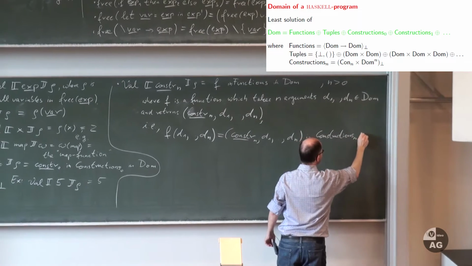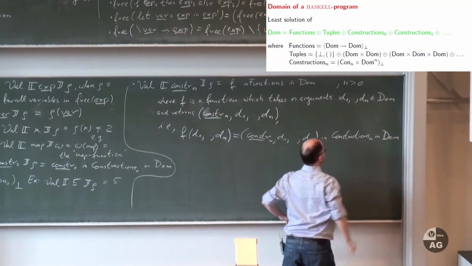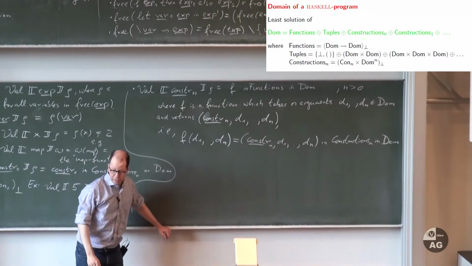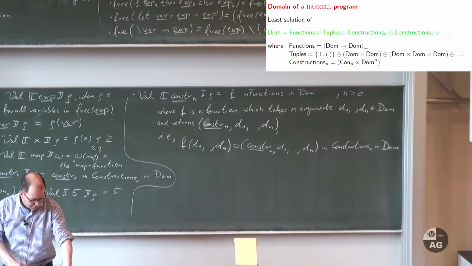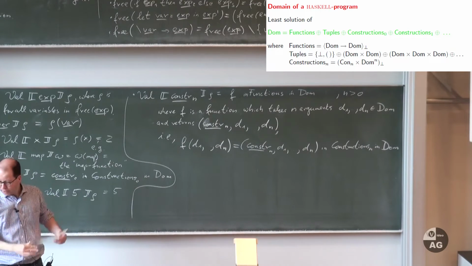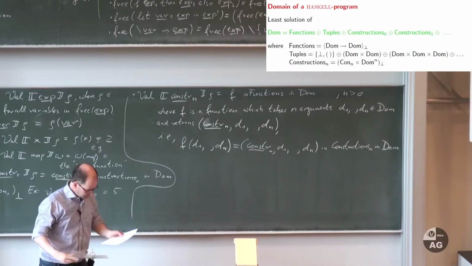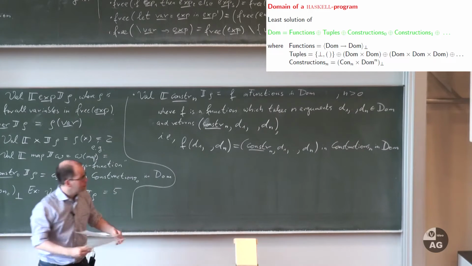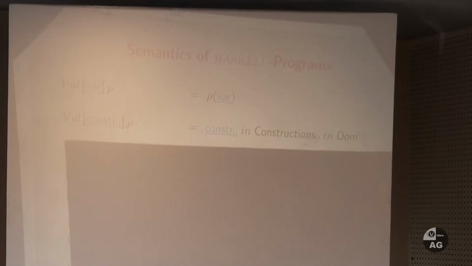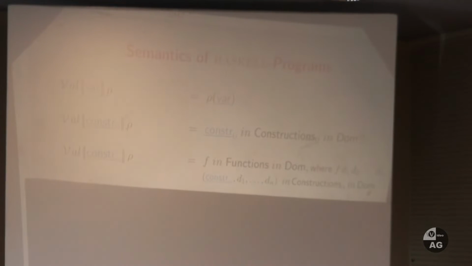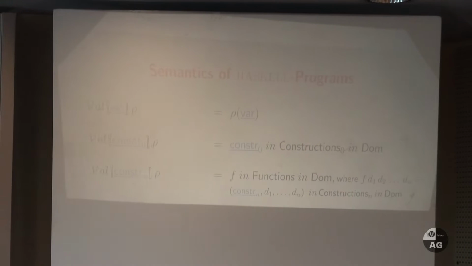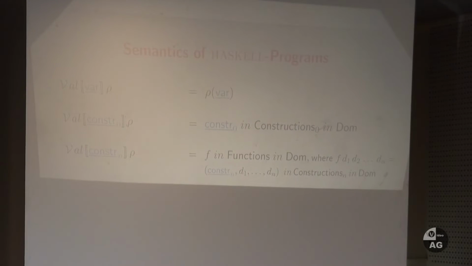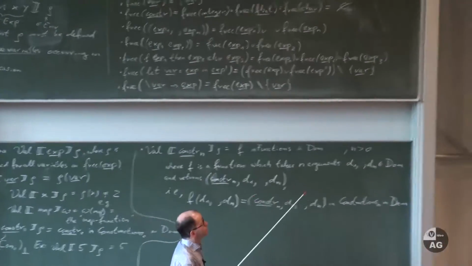In constructions n in DOM. So this was the second case. So let's maybe put this on the slide in parallel. So here comes the large definition of the semantics of Haskell programs. So we have now defined these first three cases where we regard the semantics of variables and the semantics of both data constructors of arity 0 and data constructors of higher arity.